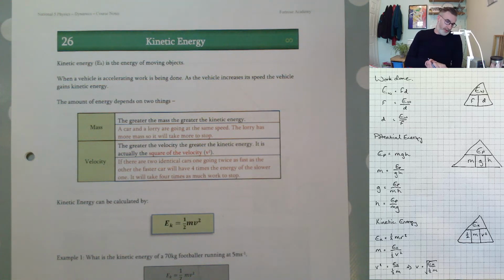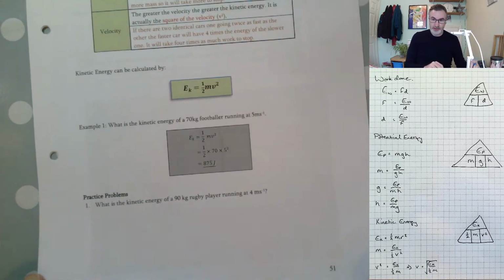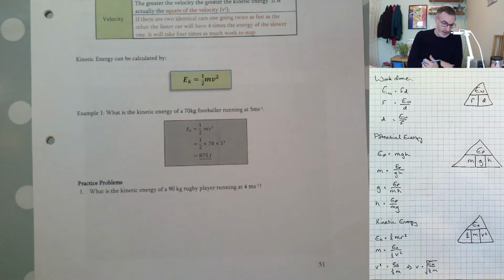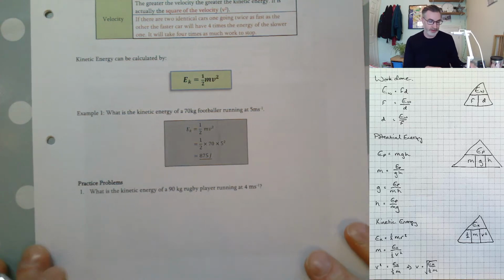Okay, here we go with the solutions to the kinetic energy worked examples. We're starting on page 51. So what is the kinetic energy of a 90 kilogram rugby player running at 4 meters per second?